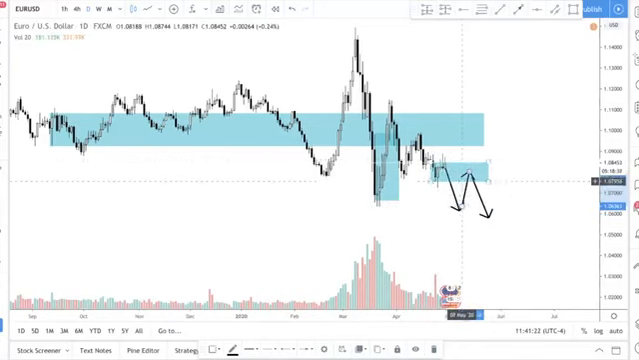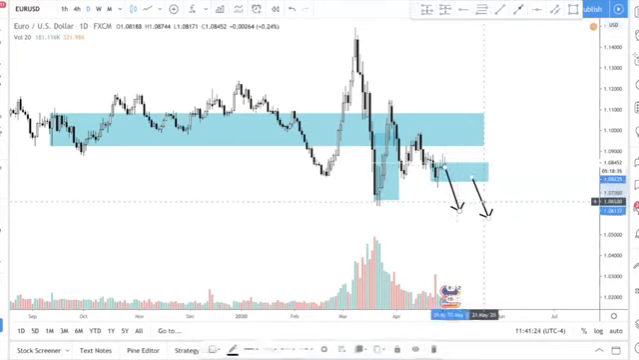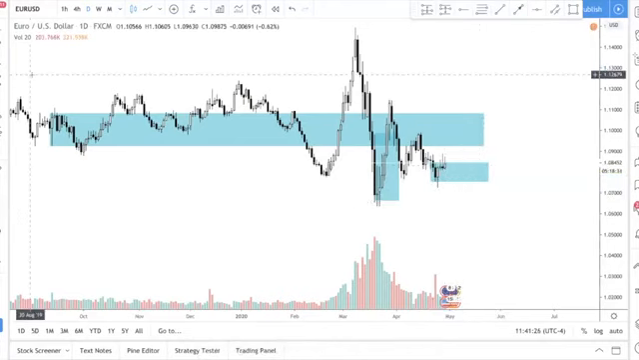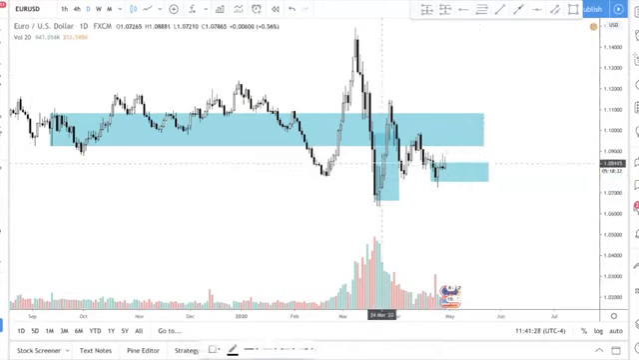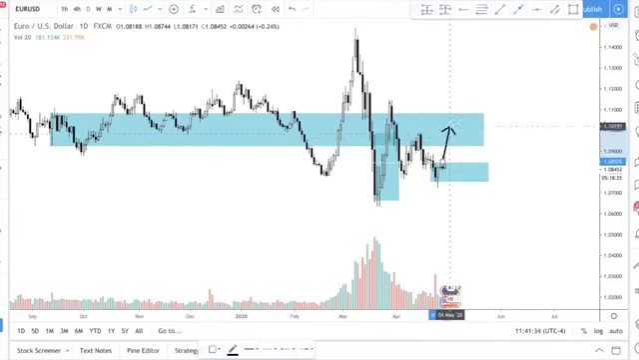Area of interest, wait for the candlestick pattern. The other way that I would do, although I don't really like it, would be to look for a short somewhere in this zone, because you have a zone of area of interest over here. But I do not like this.